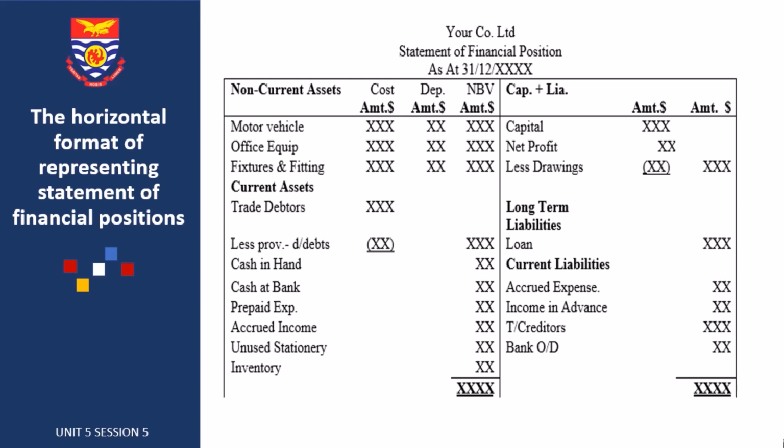So we see on one side all the assets being listed, and we see on the other side the capital and the liabilities being listed, so that at the end of the day the total of the assets will equate the total of the capital and the liabilities.